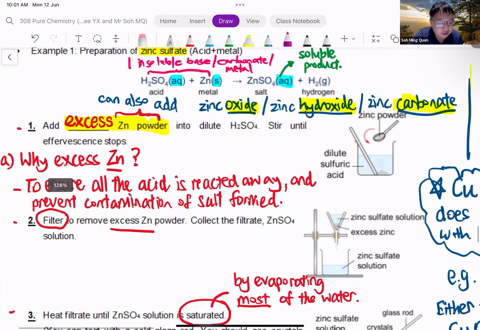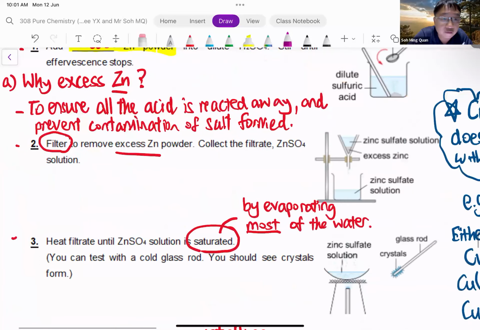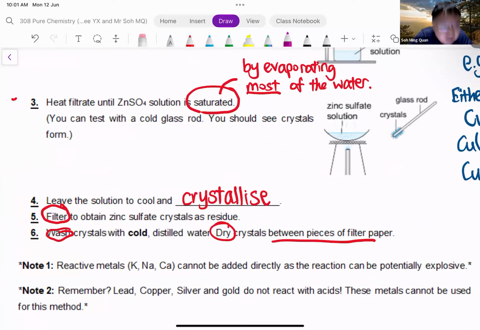Okay, the next step is very standard. After collecting the filtrate, you need to crystallize it. So you heat the filtrate until it's saturated, leave it to cool and crystallize, filter to obtain the crystals as a residue, and finally wash the crystals with a little cold distilled water and dry the crystals between filter paper.